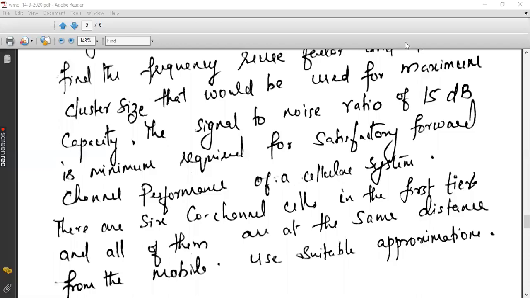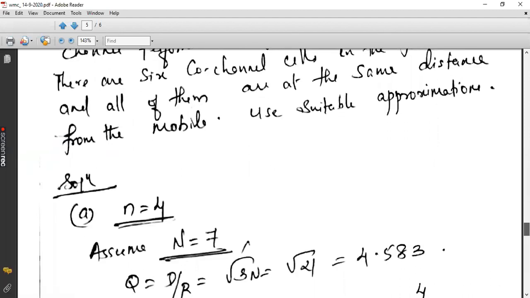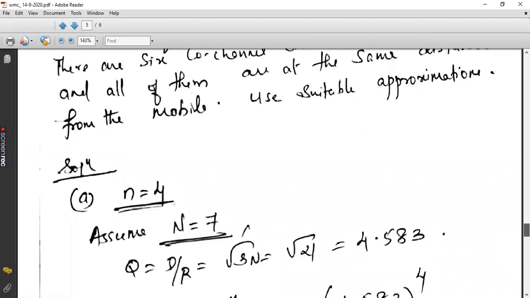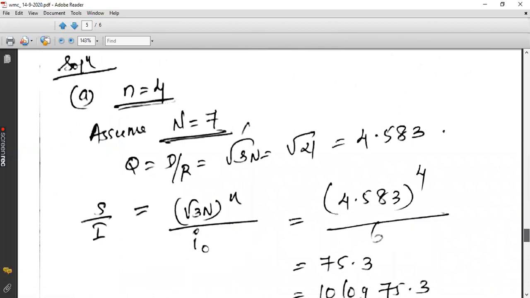So as I told you earlier, there are 6 co-channel cells assumed in this particular system, and we need to ensure at least a minimum 15 dB signal to interference ratio, and correspondingly we need to calculate the reuse factor Q as well as the cluster size capital N. So we have two cases to analyze. One is the n equal to 4 case and another is the n equal to 3 case. So first we will go for the n equal to 4 case.